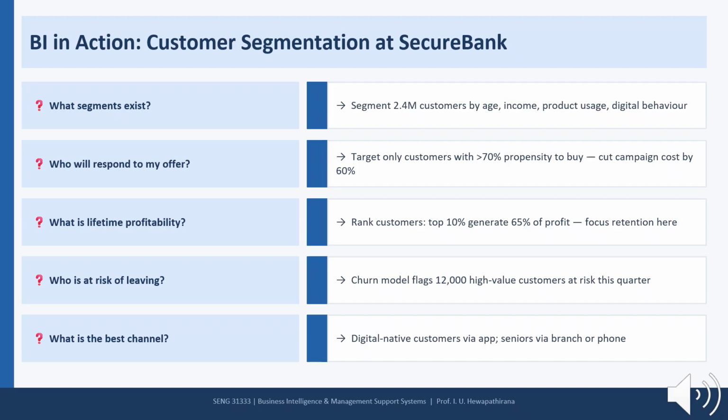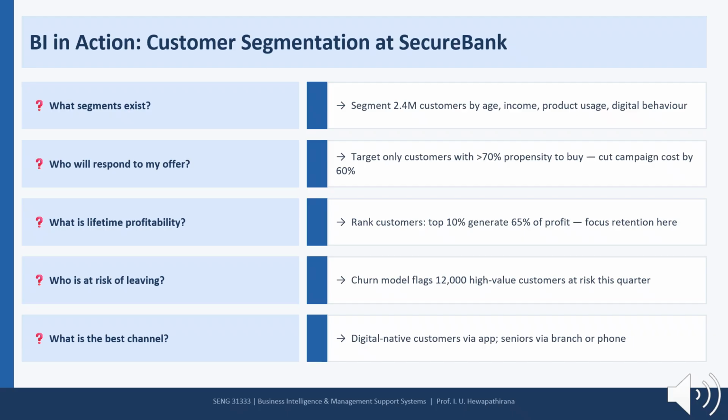The fourth question is about churn risk. BI flags 12,000 high-value customers as being at risk of leaving during this particular quarter. The bank can then intervene proactively, a personalized call, a better offer, a relationship manager visit, before those customers actually leave. And finally, channel optimization.